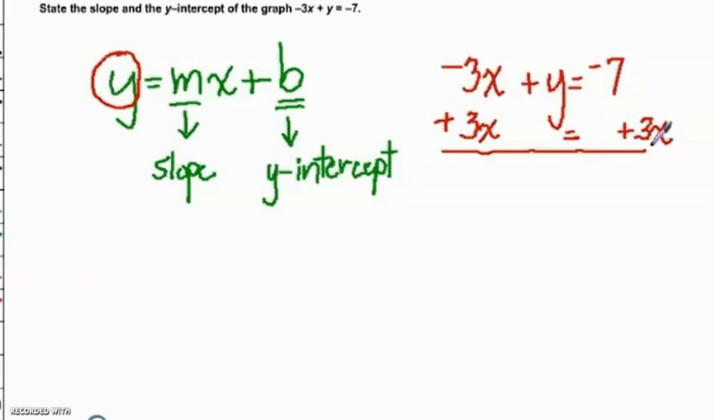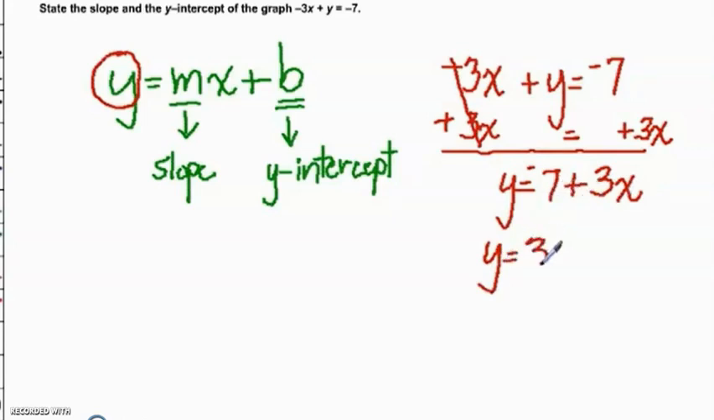And the negative 3x plus 3x will cancel each other out. We'll be left with y equals negative 7 plus 3x. And we can use the commutative property to change the order so that we have it in slope-intercept form. So we can say y equals 3x plus negative 7.